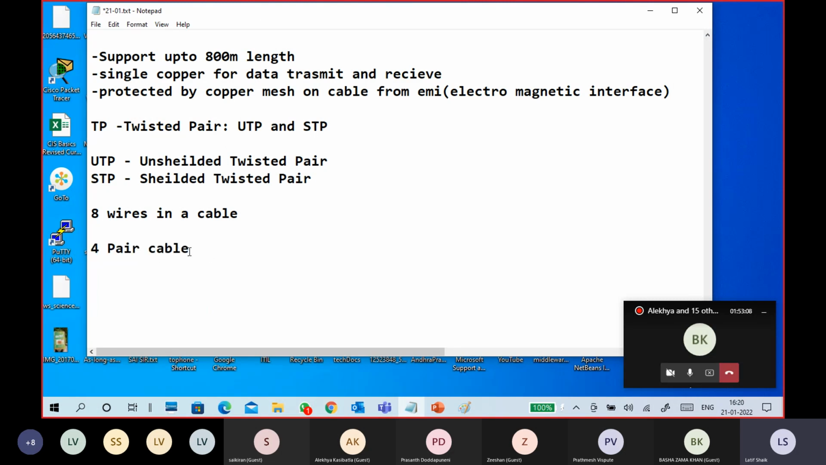It is also called a 4-pair cable. 4-pair means, since a pair is 2, 4 pairs means 8 wires. Each pair is twisted around each other. And why is it twisted?